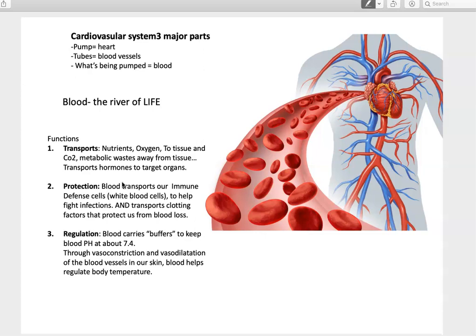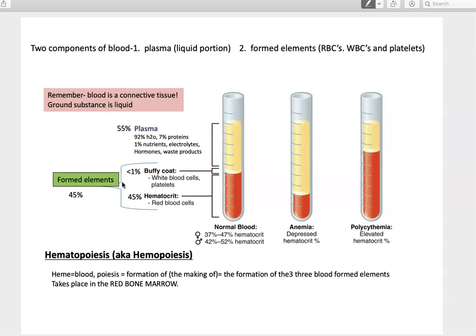So enough about the functions. What is blood? Number one, you need to remember, blood is a connective tissue. We talked about the ground substance of connective tissue can be watery, a liquid. It could be gel-like, syrupy, and it could be firm like our cartilage or hard like our bone. This ground substance is obviously a liquid ground substance. So remember, blood is a connective tissue.